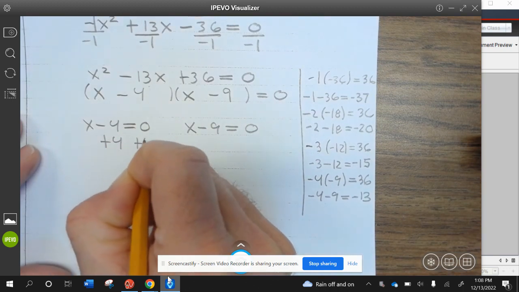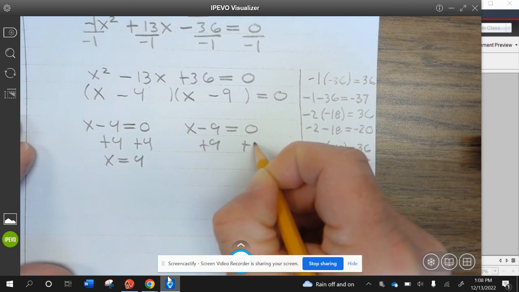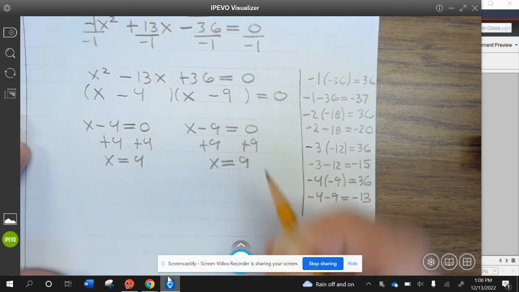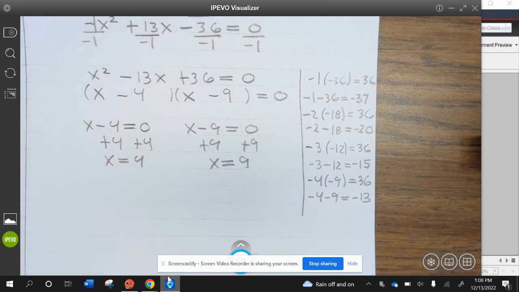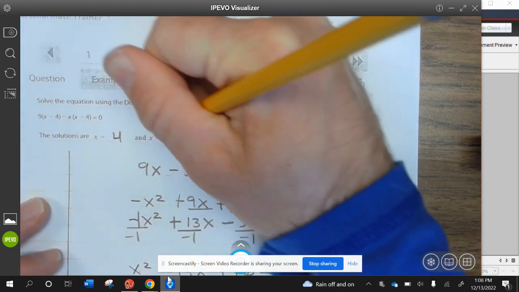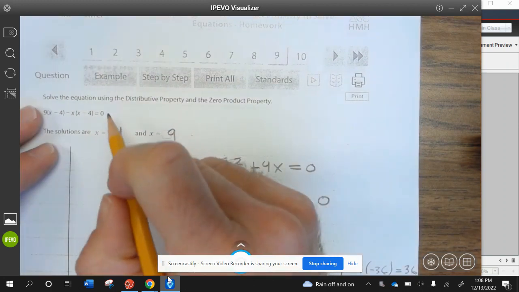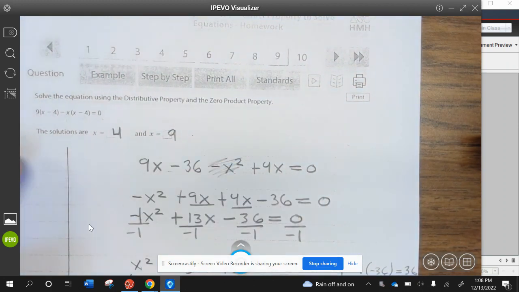Add 4 to both sides. X equals 4. Add 9 to both sides. X equals 9. Okay, so our solutions are x equals 4 and x equals 9. Now to check your work, I'm going to graph the original problem without the equal 0.